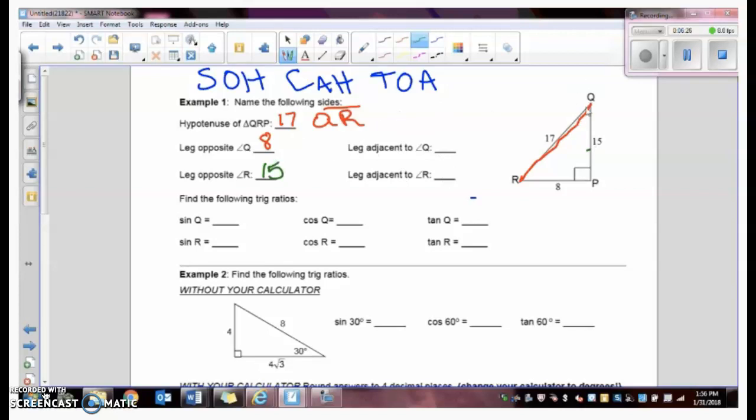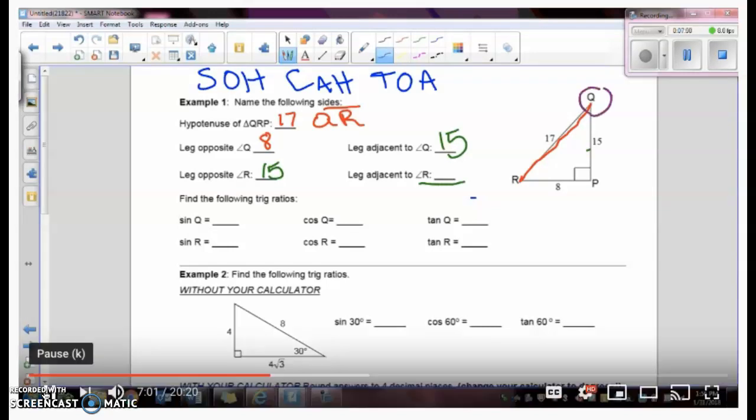The leg adjacent to Q is the one that's opposite to R, and the leg adjacent to R is the one that's opposite to Q. Notice how we have 15 and 15, and then 8 and 8. The leg adjacent to R is 8.